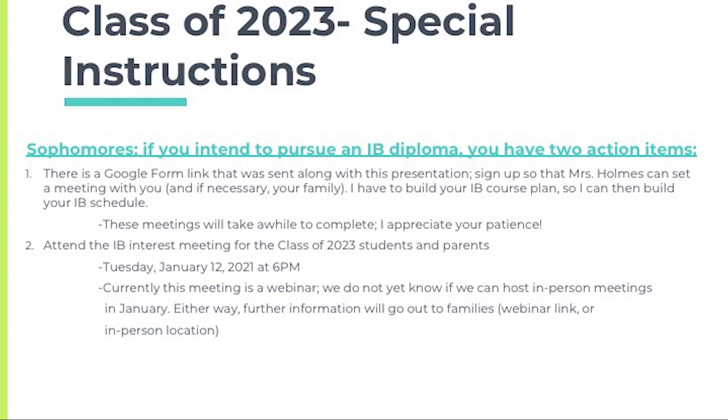So that's item 1. Item 2 is that you need to attend the IB interest meeting for the class of 2023 students and parents. That meeting is scheduled for January 12th, 2021 at 6 p.m. Currently, that meeting is a webinar. I don't know if we'll be able to host in-person meetings next semester because I'm recording this video in November, and we have not been given clearance to hold any sort of event in person. If that changes, we will have the meeting in person, but either way, further info will go out to families, whether it's the link to the webinar or the location in person.